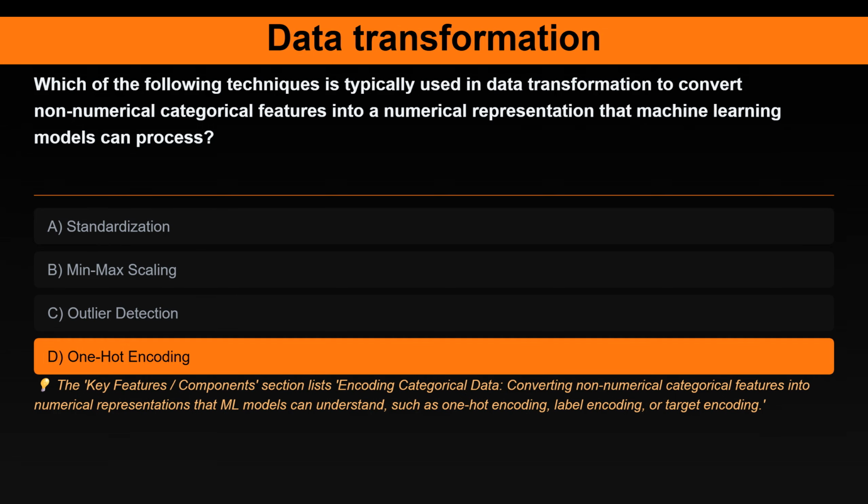Here's the explanation. The key features/components section lists encoding categorical data, converting non-numerical categorical features into numerical representations that ML models can understand, such as one-hot encoding, label encoding, or target encoding.